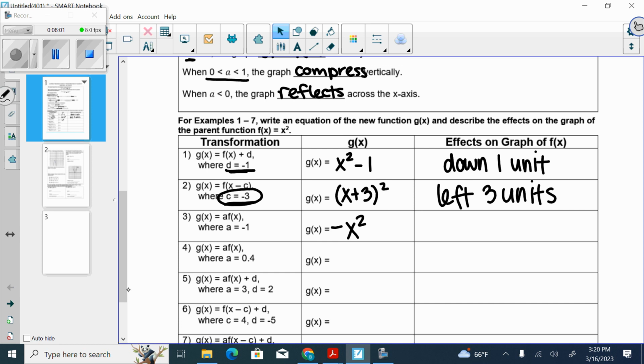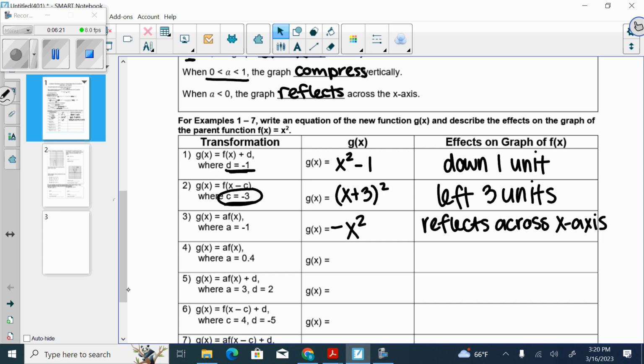And so then I have an x squared. Did it say anything else? Nope. Okay, what does a negative do? What did we say? It reflects it down. Right, good. So reflects across the x-axis. Good. All right, next one.